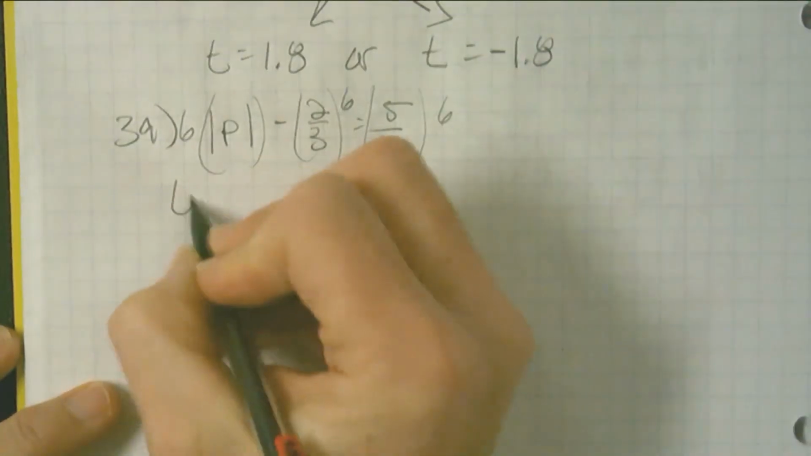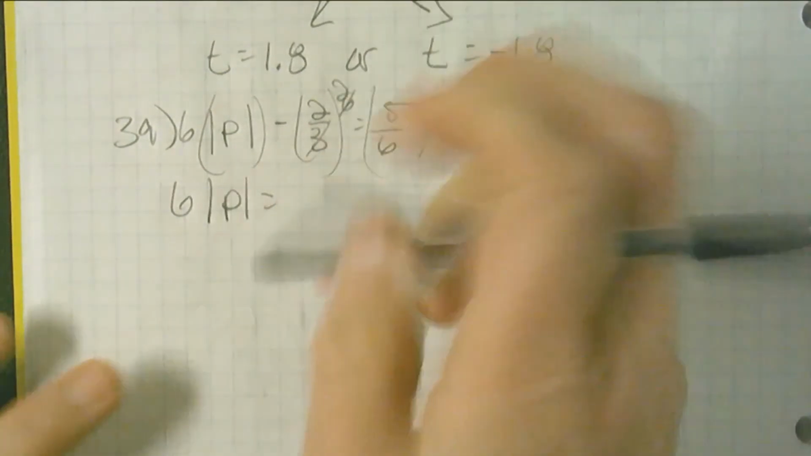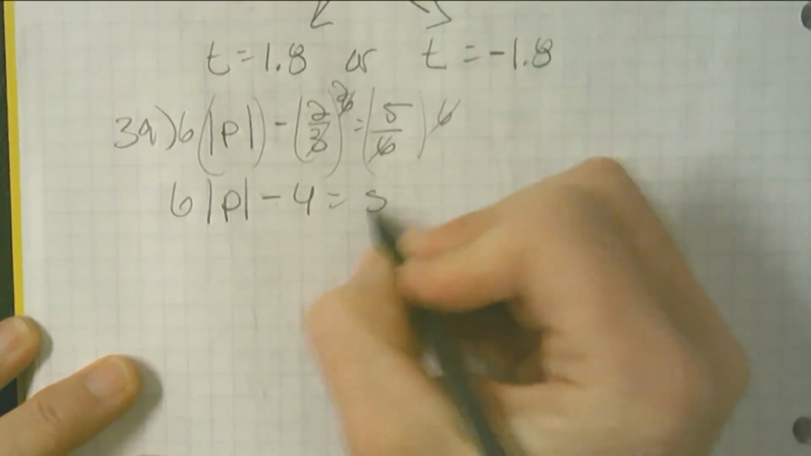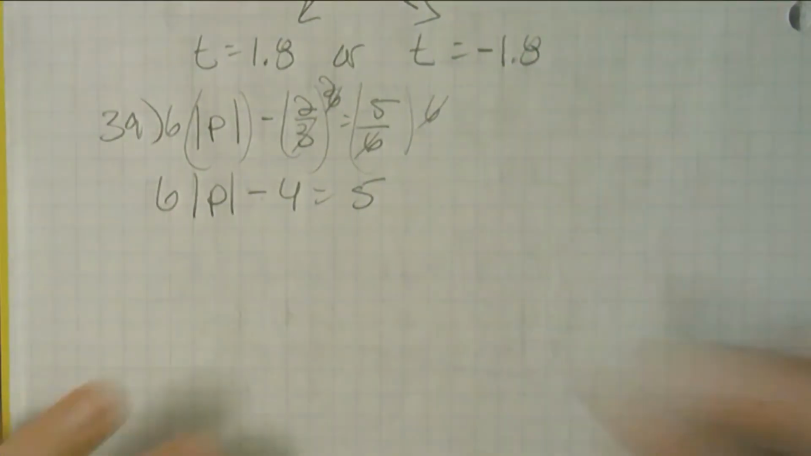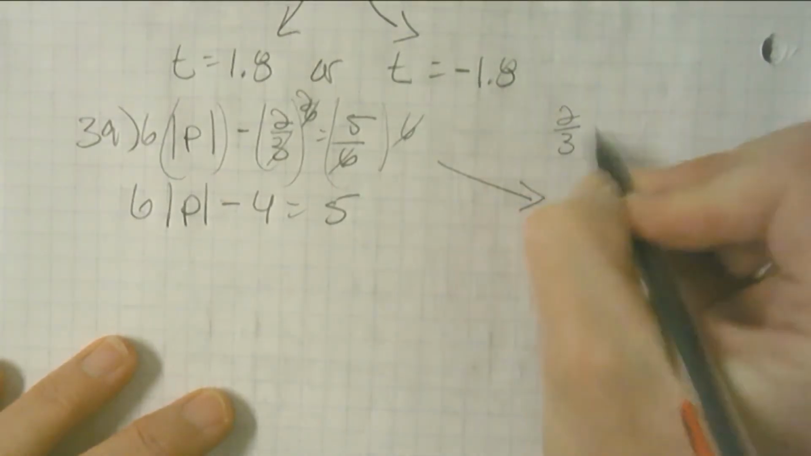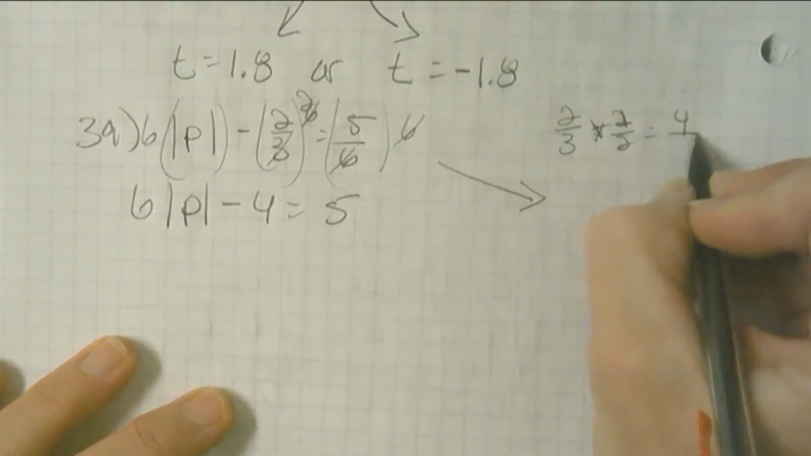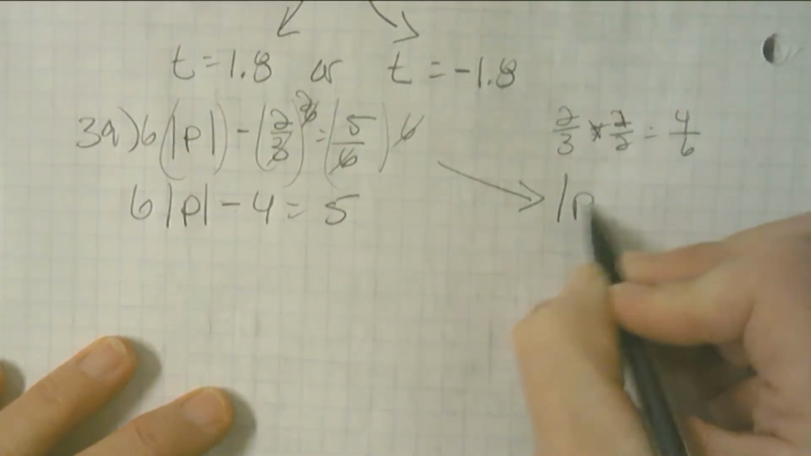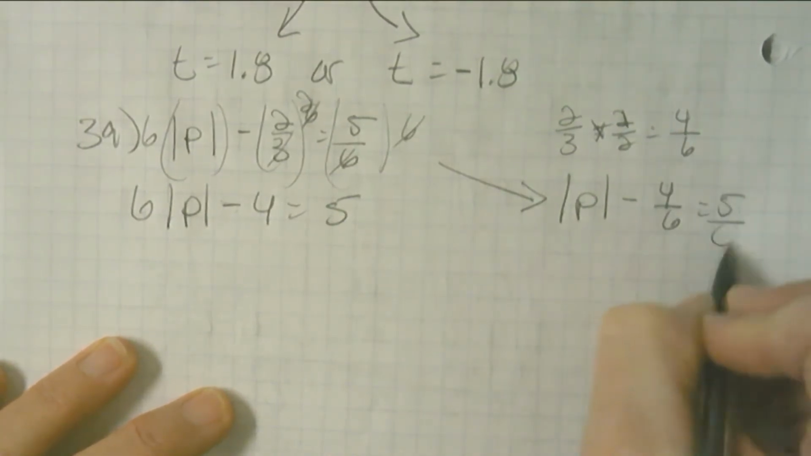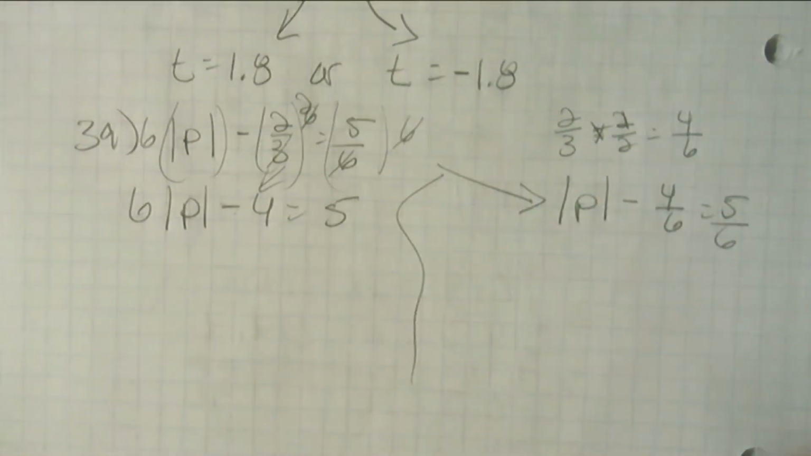So I end up with 6 times the absolute value of p minus 4 is equal to 5. Or what I could have done is I could have said, okay, my 2/3, if I multiply that by 2 over 2, I get 4/6. So I could have just done my equivalent fractions where I'm just dealing with fractions. So either one of these would have been a good method to use.